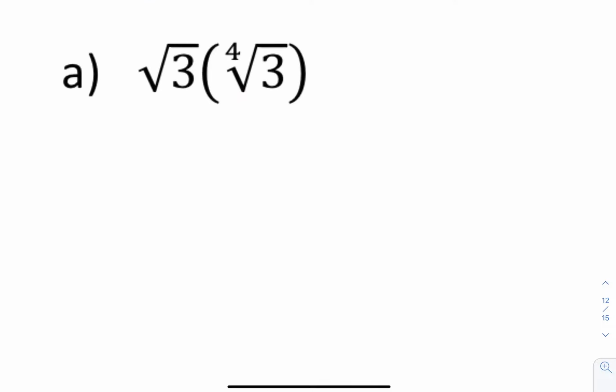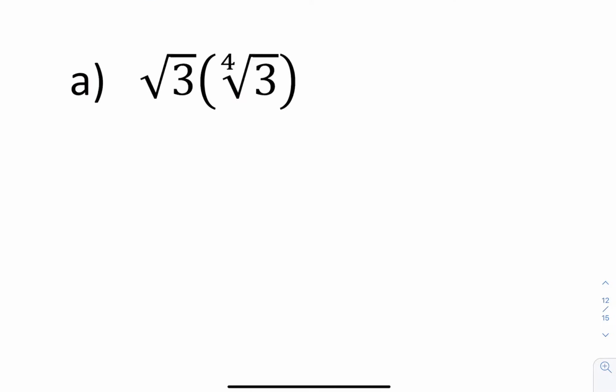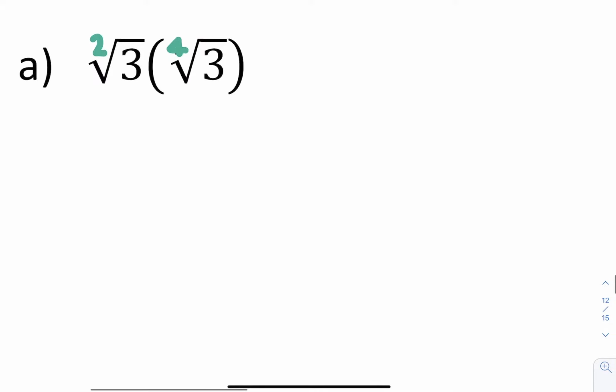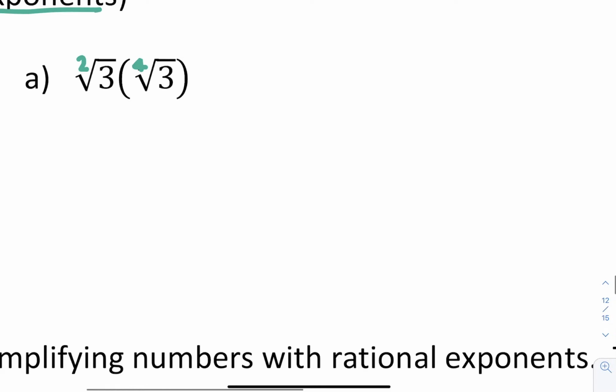So remember before, if we were multiplying, we didn't have the same index. Right now I have an index of 2 and an index of 4, so that doesn't help me. But let's see what happens if I rewrite these as fractional or rational exponents. This becomes 3 to the 1/2. Remember, if there's nothing here, it's really like a 1, so you can make it 3 to the 1/2, times 3 to the 1/4.